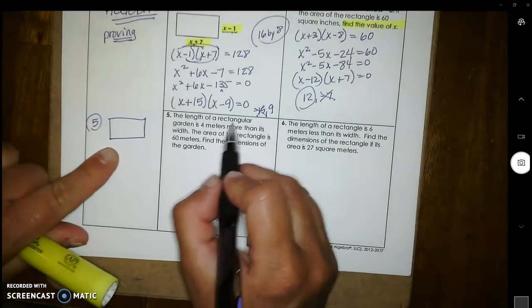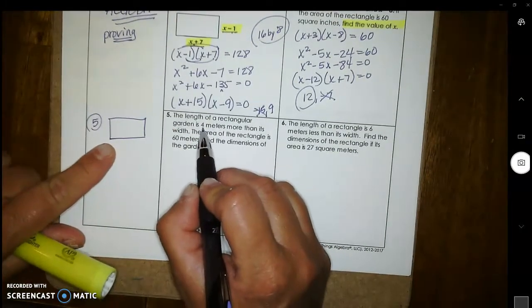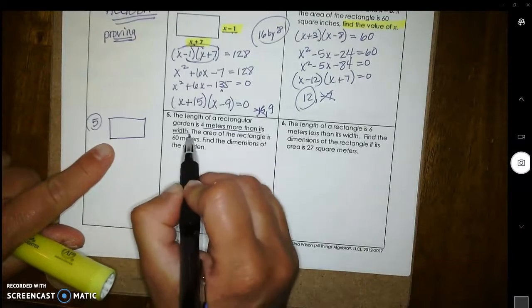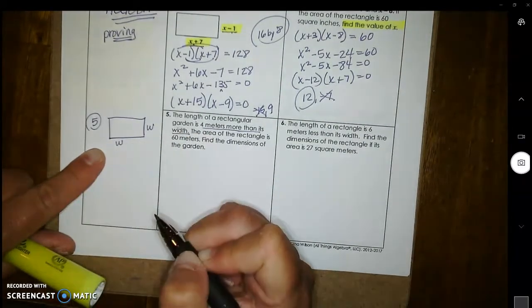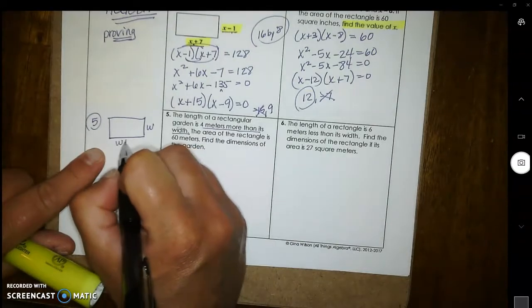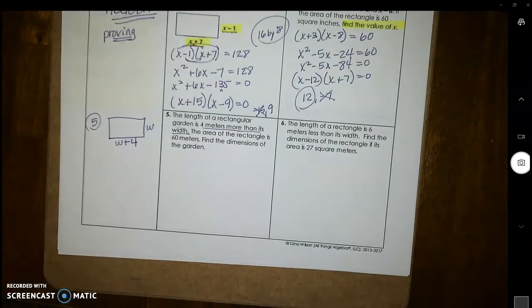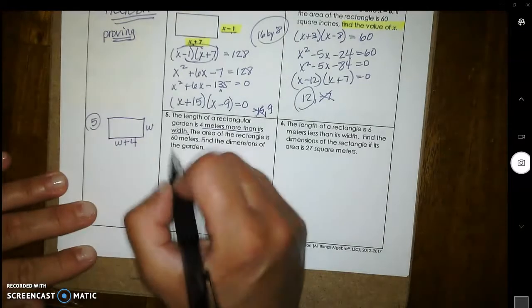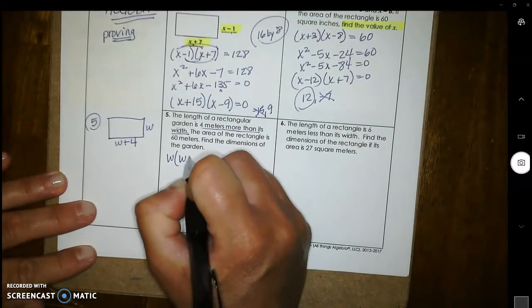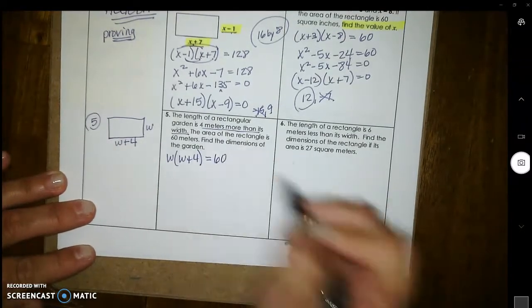So the length of a rectangular garden, it's 4 meters more than its width. Well, here's its width, W, right? And so the length is W plus 4. Oh, look at that. Not too bad. Okay, and so now we're going to go ahead and multiply them. So W times W plus 4 equals 60.